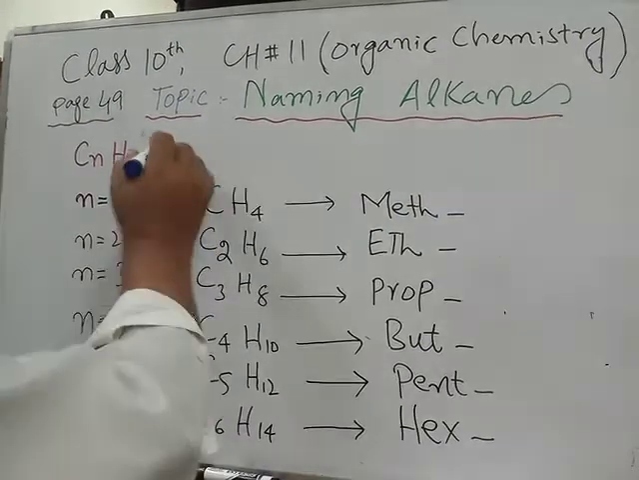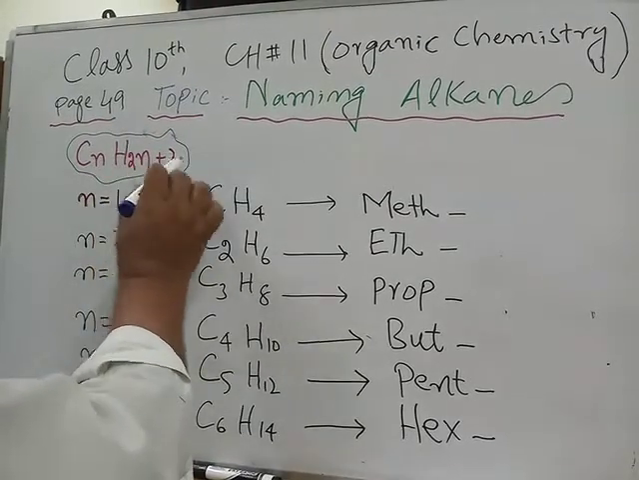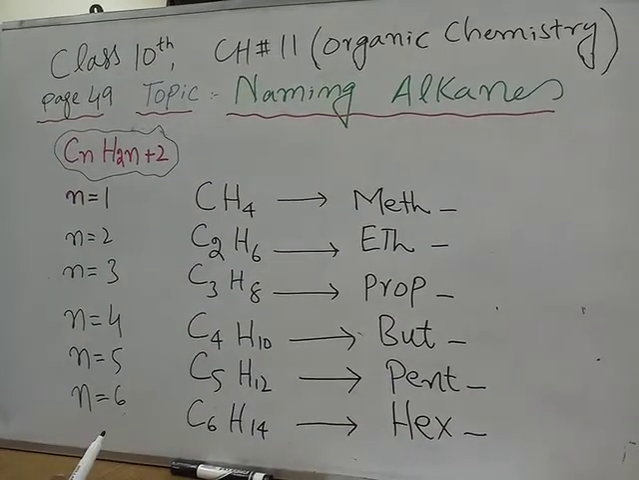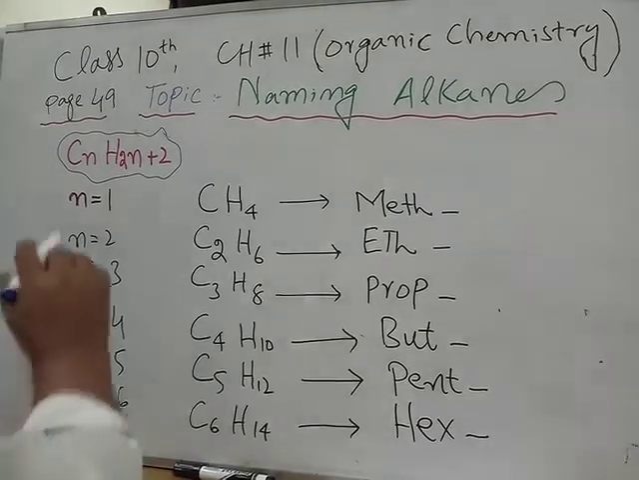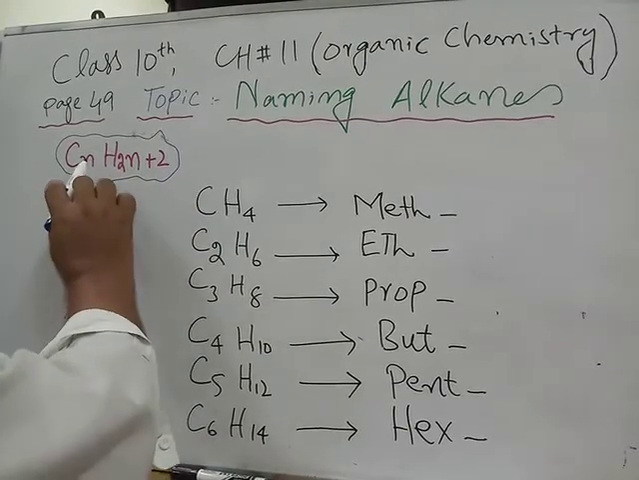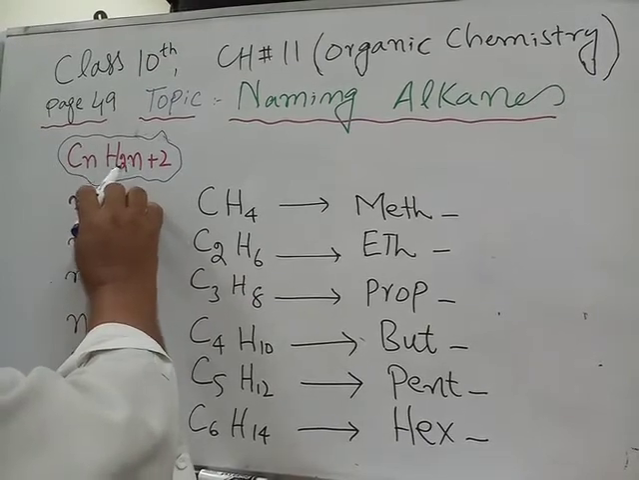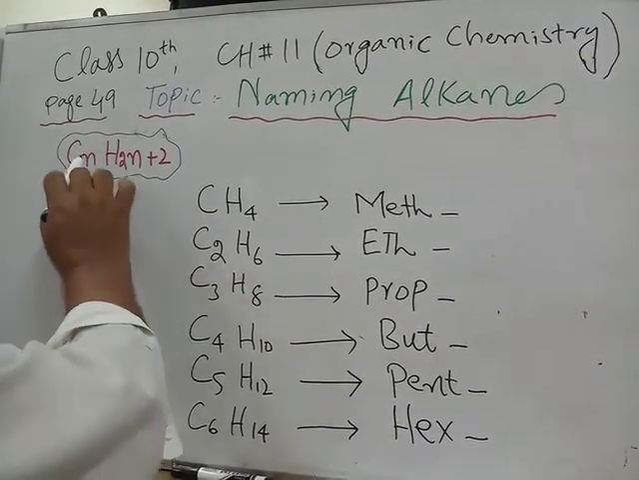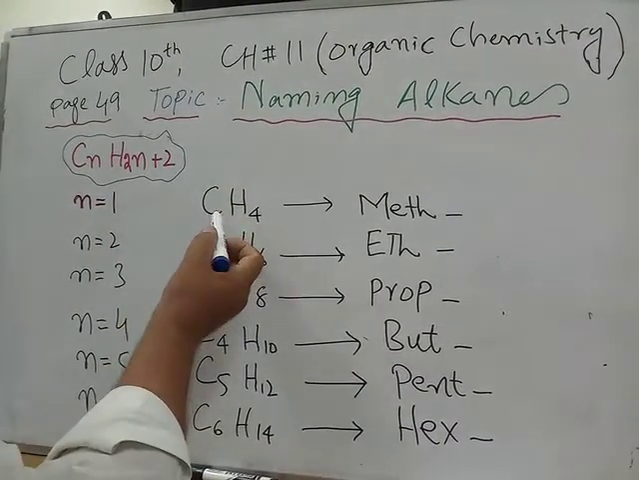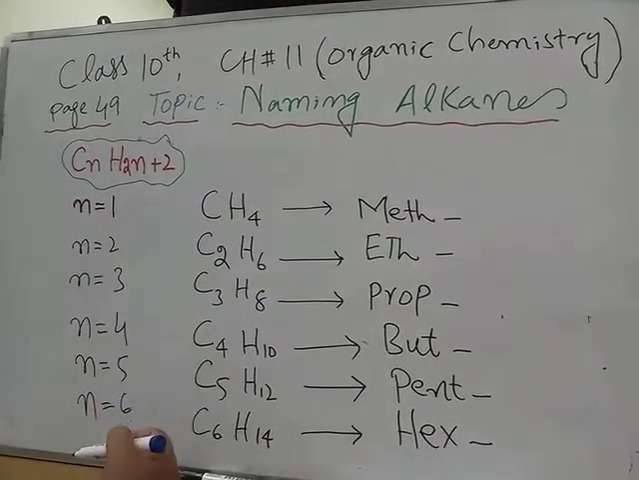So alkanes have a general formula CnH2n+2, where n represents the number of carbon atoms. If I put n equal to 1 in this formula, this will become C1H(2×1+2), which is C1H4. We don't write C1, so it becomes CH4. This is called methane.